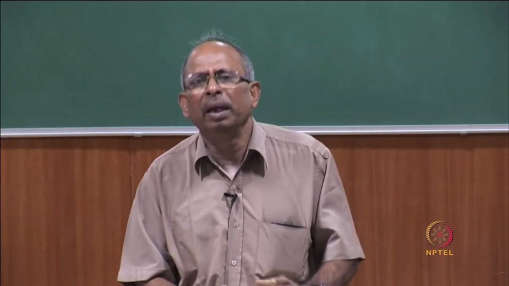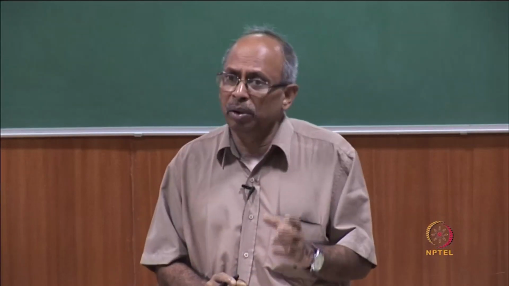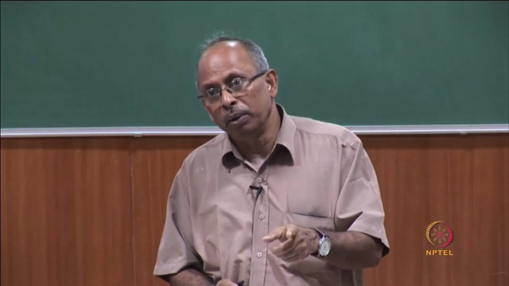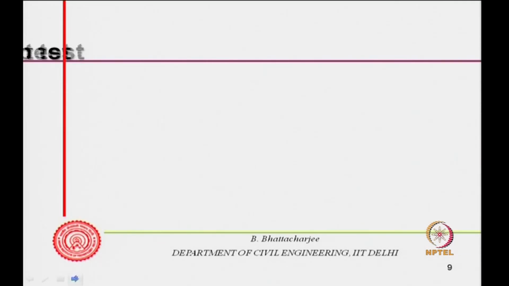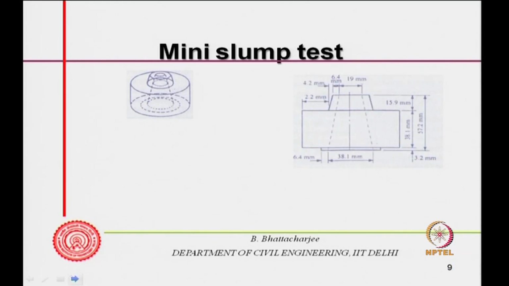You can actually determine, I am not going into detail on this, but using the Marsh cone test you can find out which is the best superplasticizer and what its optimal dosage is. Similarly, you can use the slump cone test, the mini slump test. We talked about the mini slump test earlier. The same mini slump test you can use.